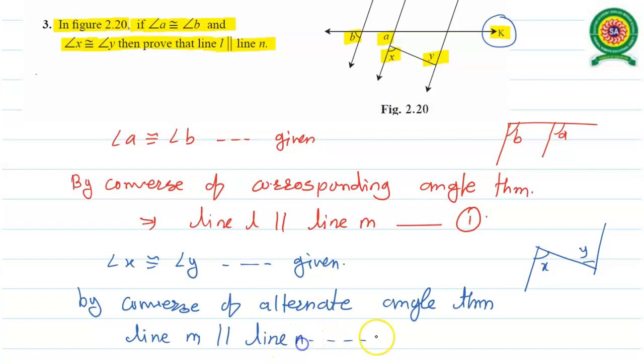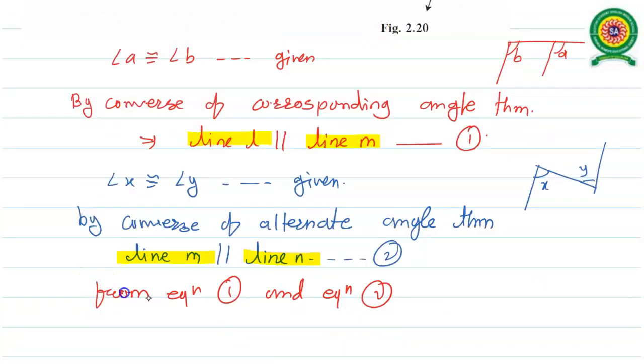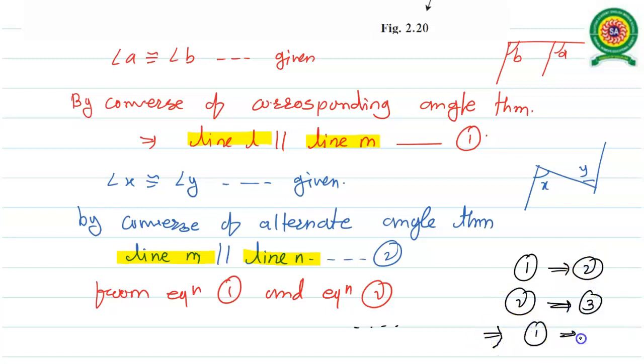I would like to call it equation number 2. So by the property of transitivity, line L is parallel to line N. What does the property of transitivity imply? If the first is parallel to the second and the second is parallel to the third, then ultimately the first should be parallel to the third one.